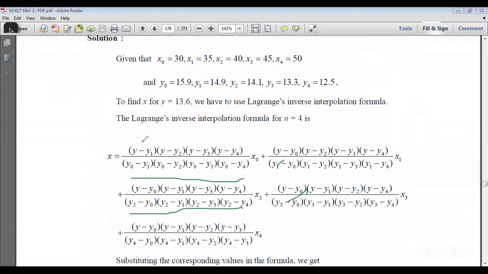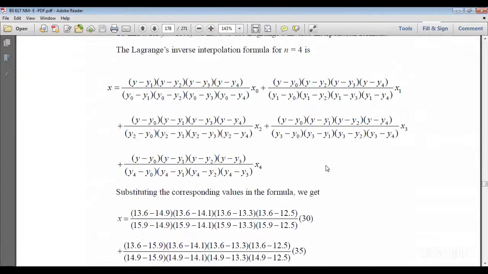Y minus y0, y minus y1, y minus y2, y3, y minus y4. The division of y2 minus y1, y2 minus y1, y2 minus y3, y2 minus y4. All the process are the same. Y minus y0, y minus y1, y minus y2, y minus y3. Then here y minus y4 they are taking here. But the denominator y4 minus y4 is there, the total is into 0. So that's why we are not taking that value, and also the fundamental formula we are following here.